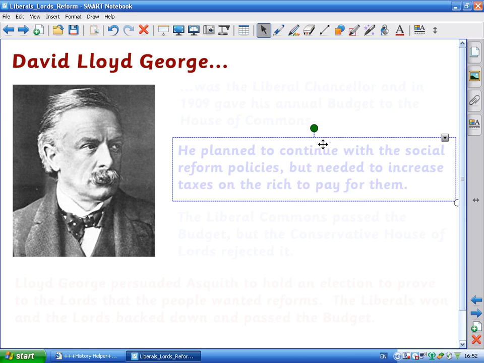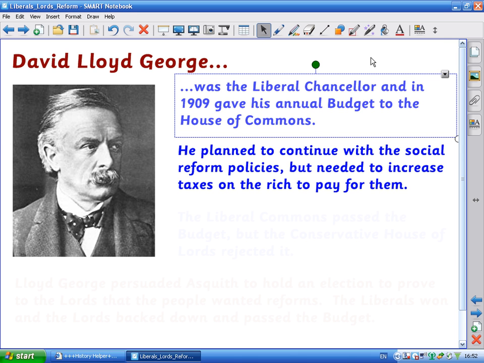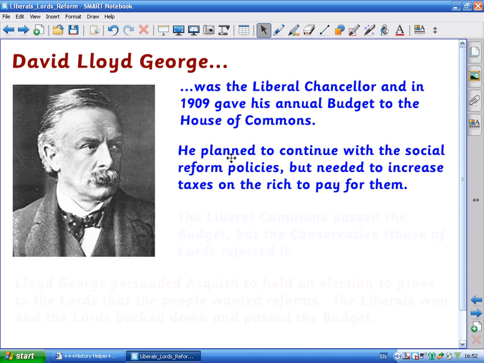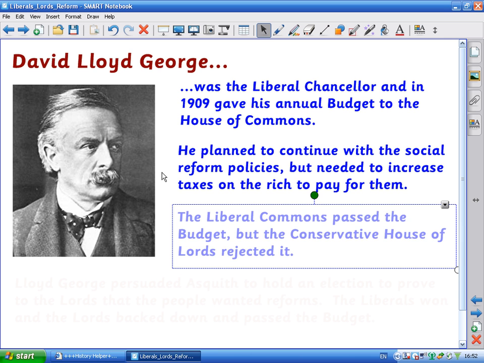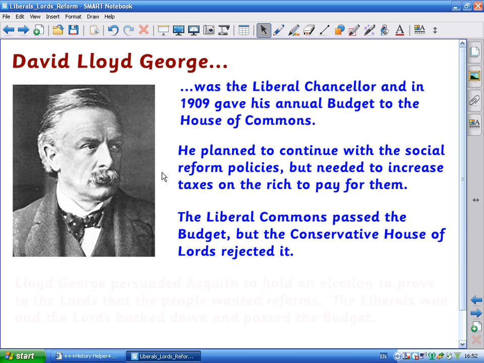David Lloyd George. Now, he was the Liberal Chancellor in 1909, and he gave his annual budget to the House of Commons. He planned to continue with the social reform policies, but needed to increase taxes on the rich to pay for them. The Liberal Commons passed the budget, but the Conservative House of Lords rejected it.